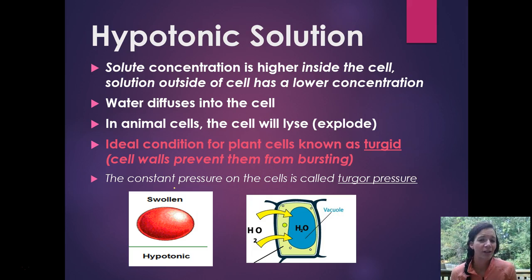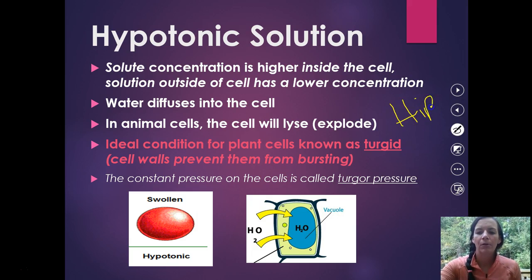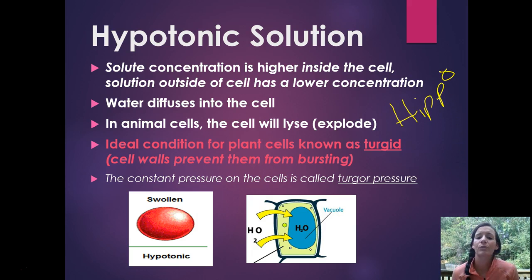Hypotonic is when the solute concentration is higher inside of the cell and the solution has a lower concentration outside. So this is where we talked about the hippo. So hypo, remember, hippo, and this is when the cell is swelling. Eventually, animal cells here are going to lyse or explode, and this is ironically the ideal condition for plant cells. Plant cells want to be large because it helps them maintain their structure. So when they start to shrivel or start to lose water, they're going to also affect that structure of the plant.